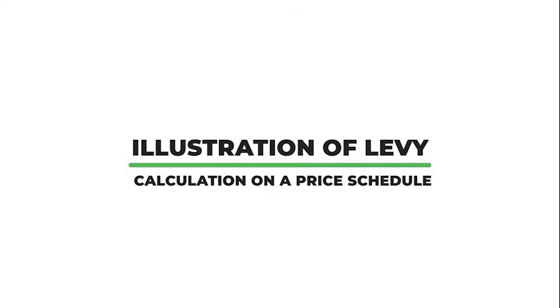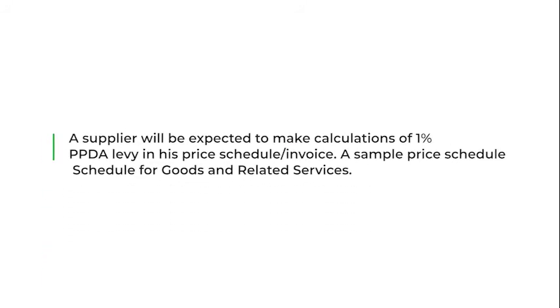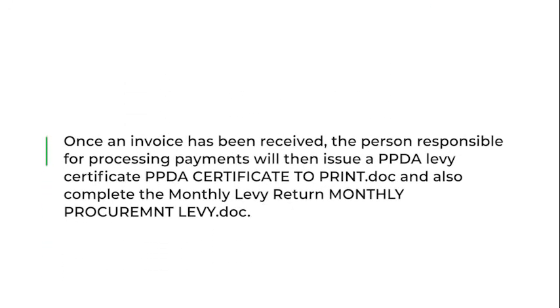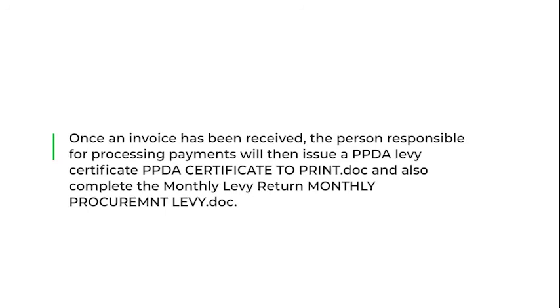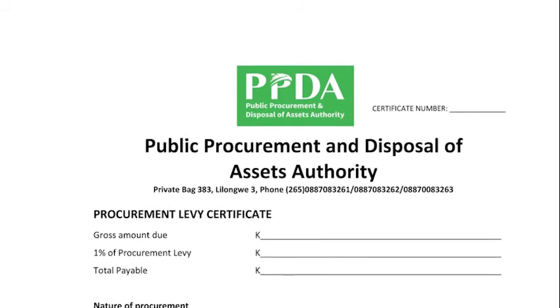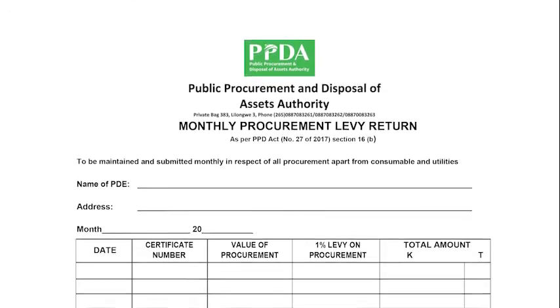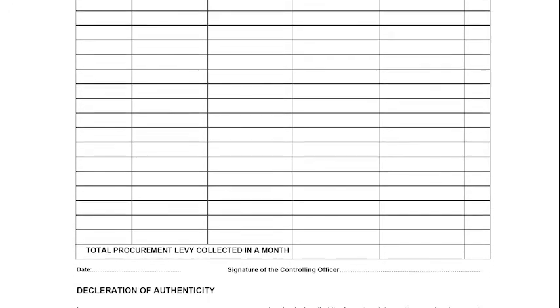Here's an illustration of levy calculation on a price schedule. A supplier will be expected to make calculations of the 1% PPDA levy in his price schedule or in his invoice. A sample price schedule is provided. Once an invoice has been received, the person responsible for processing payments will then issue a PPDA levy certificate and also complete the monthly levy return. The levy is payable to PPDA by the 14th of the succeeding month after payment.